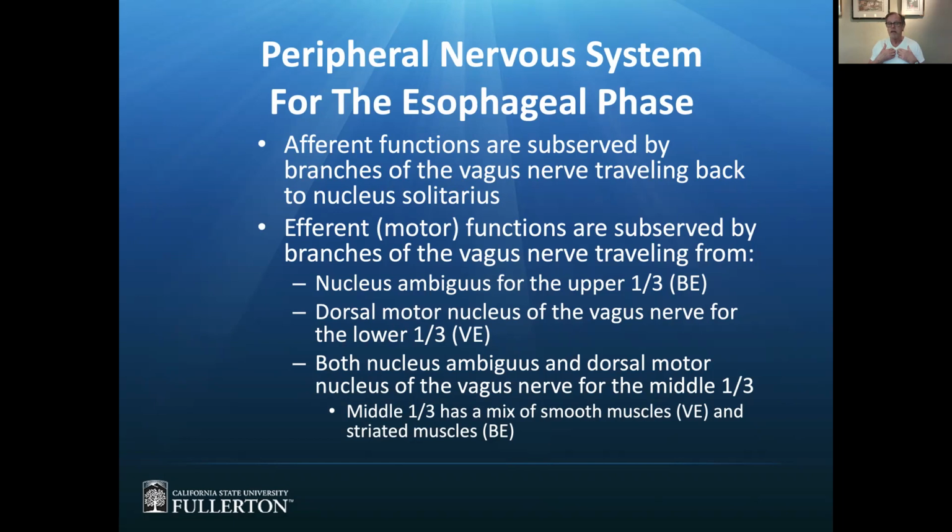Upper third is controlled by the nucleus ambiguus; they're striated muscles, just like all the muscles that we swallow with. And then the middle third, we've left that out, is a mixture of the two types. So that's my last point: both nucleus ambiguus and dorsal motor nucleus of the vagus nerve subserve the middle third. It's a mixture of smooth muscles and striated muscles. Smooth muscles are innervated by visceral efferent neurons, and striated muscles throughout this whole system that we've talked about are innervated by branchial efferent neurons. And that is the end.